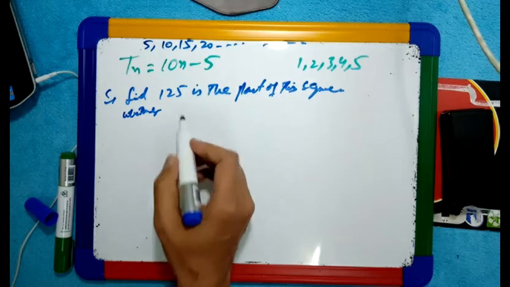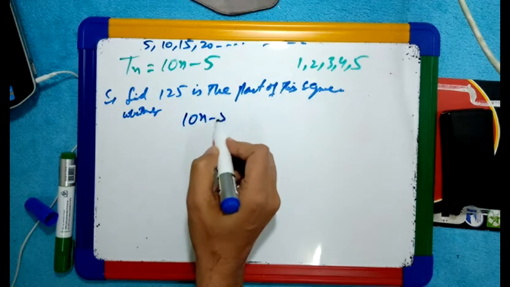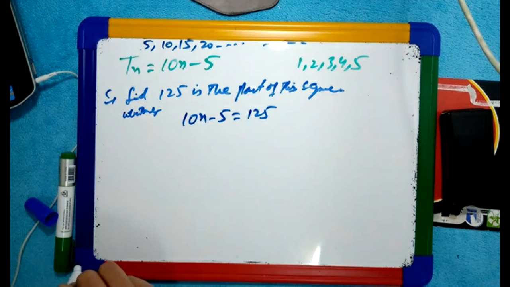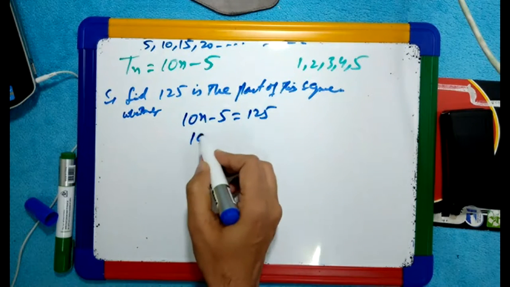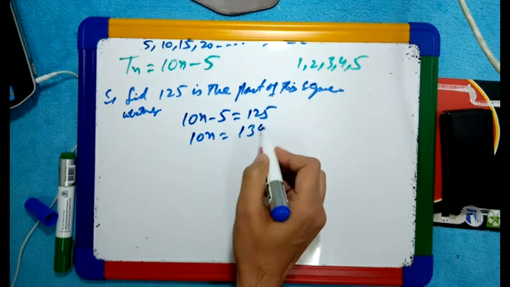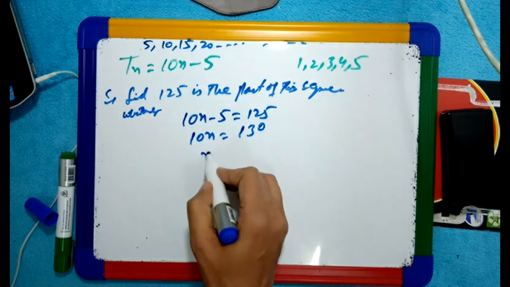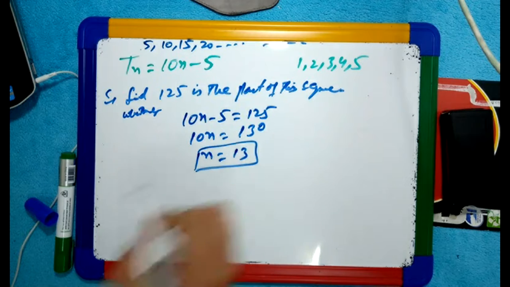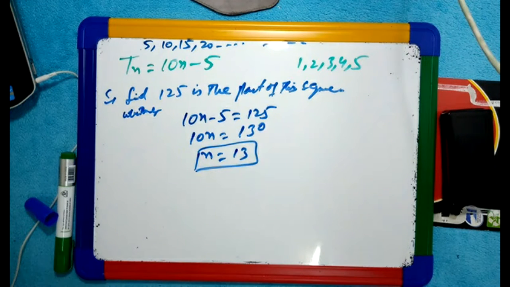So 10n minus 5 equals 125. You will write 125 equal to 125, right? Now what you will do: 10n equals 130. Got it? And n equals 130 divided by 10, which is 13. 13th term. The 13th term will be 125. Okay?